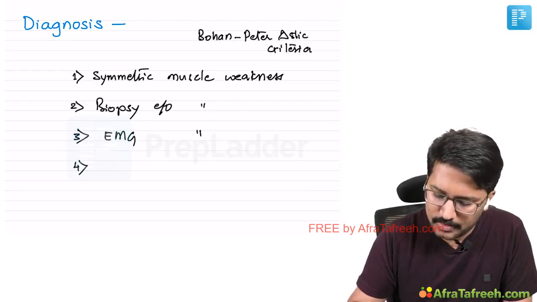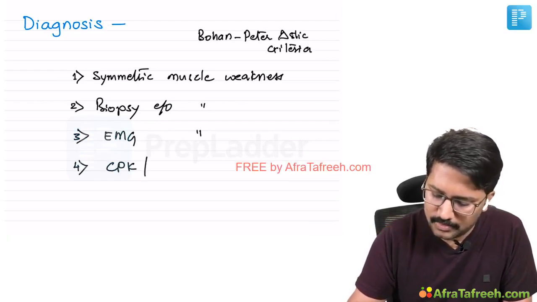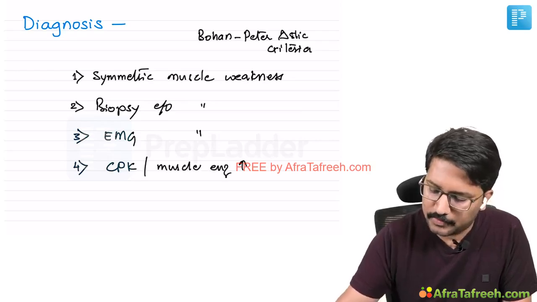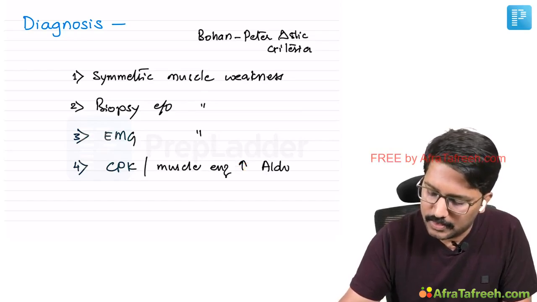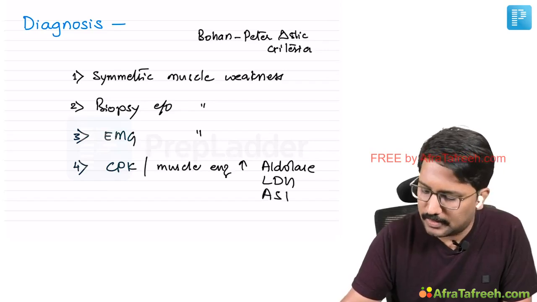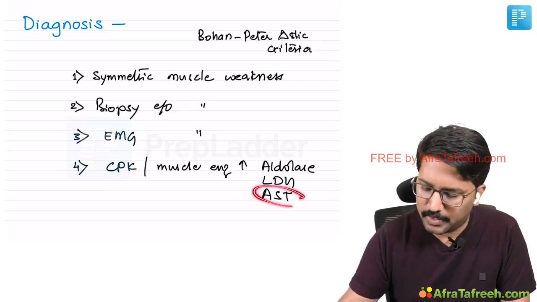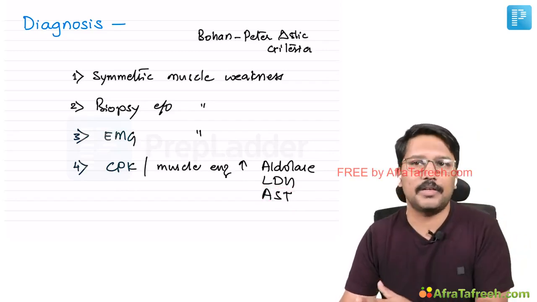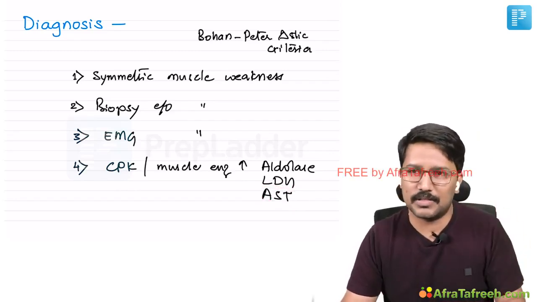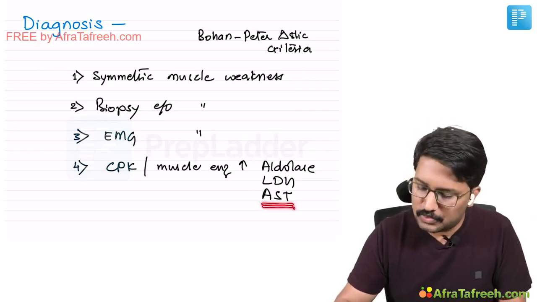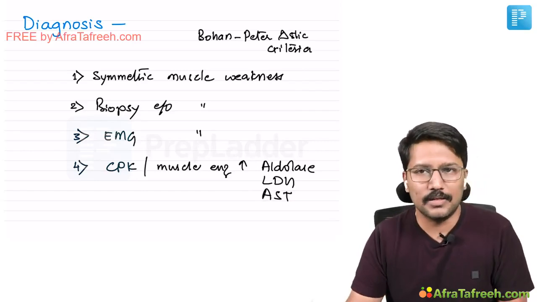The fourth thing we needed was a CPK or other muscle enzymes which are elevated. Apart from CPK, what are the muscle enzymes? Aldolase, LDH, and also AST. If you remember from my hepatology lectures, you might have already noticed that AST has extrahepatic sources. It can be expressed in muscle, in RBCs and various other tissues, so it can also be considered a marker of muscle injury.